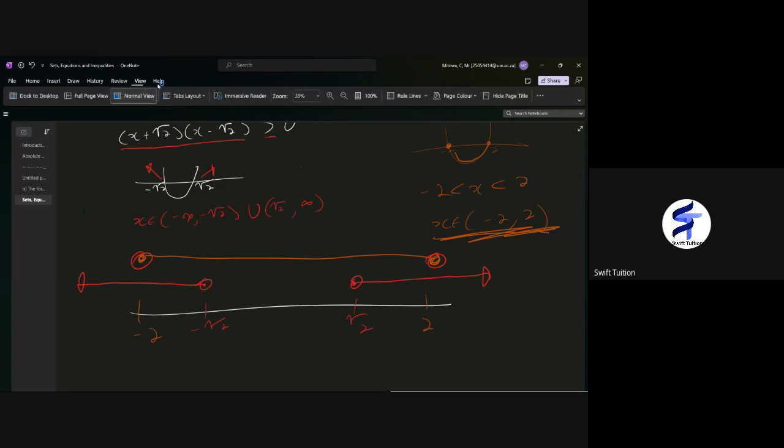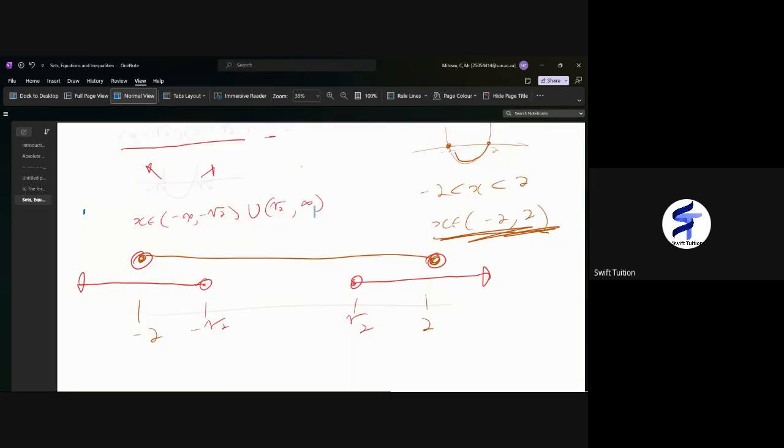Let me change the screen real quick. Sorry, review, view, tab layouts, rule, page color, no color. That's what I'm looking for. More colors. White. Okay, this is ridiculously bright, but I just want to be able to highlight.